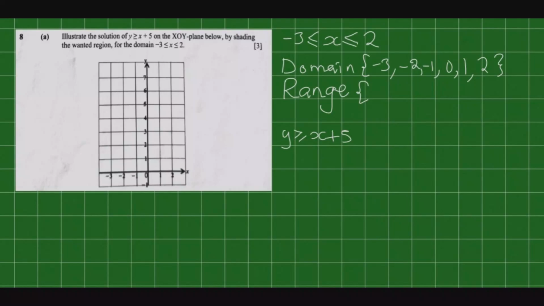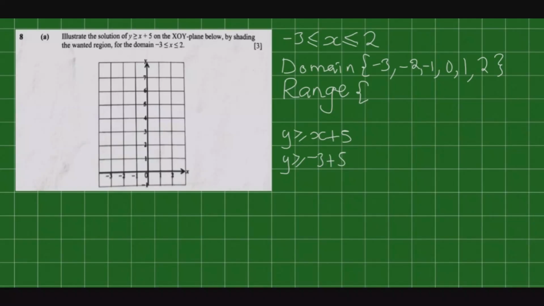Okay, so what I'm going to do now, I'm going to replace x by negative 3. So I'm going to say y is greater or equal to, then x will be negative 3. Where there is x, I'll put negative 3 plus 5.